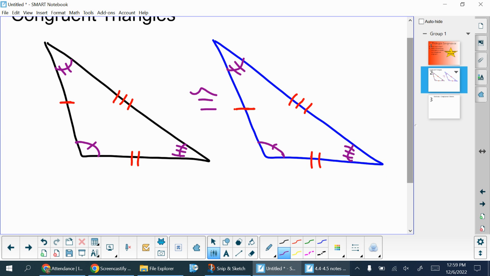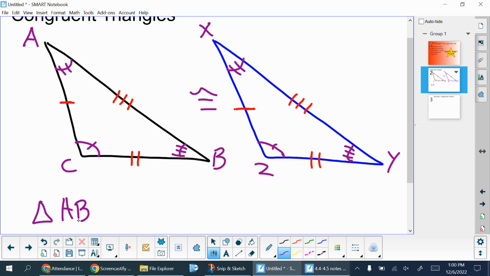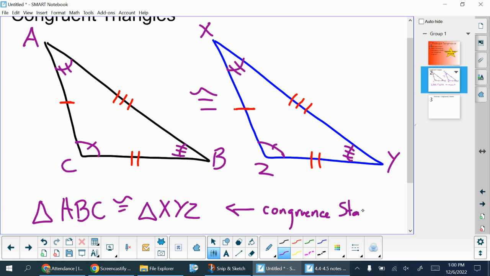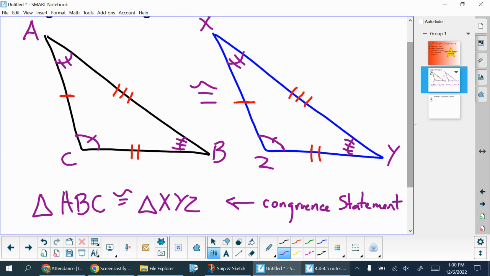Now, if we want to be even more specific here, if I say this triangle I'm going to call ABC, and this triangle we'll call XYZ. And by the way, the notation we use here, this symbol means triangle ABC is congruent to triangle XYZ. That statement, which we call the congruence statement, we will use later. That statement has a lot of information in it. And the order that we write these letters in is actually really, really important to understanding what's happening here.